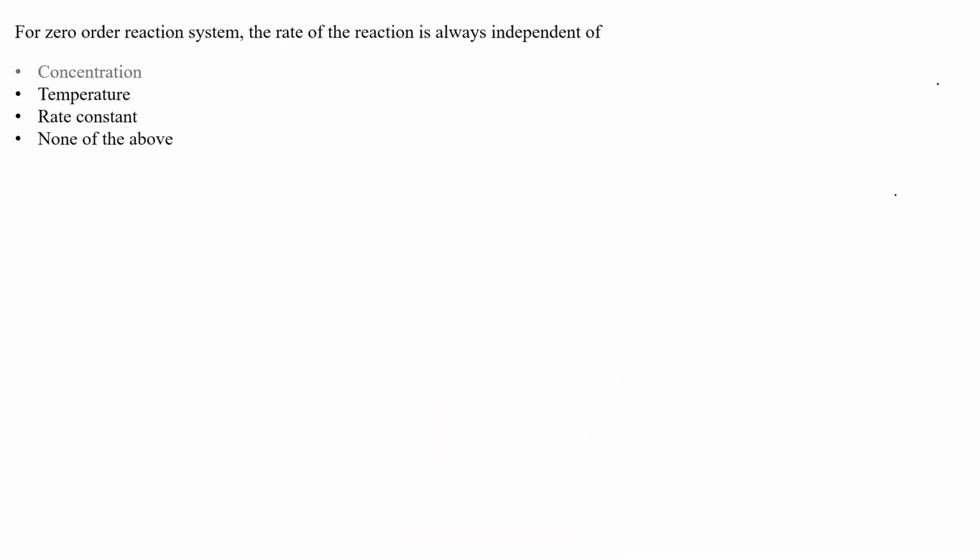For a zero order reaction system, the rate of reaction is always independent of. So I guess you can easily answer this question now after so much discussion. The correct answer is concentration, because concentration is present in such an abundant amount that the reaction itself does not worry about the reactant getting over, and that's why it is independent of the concentration itself.